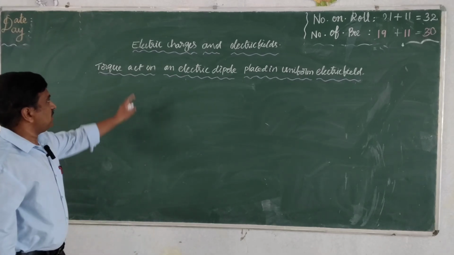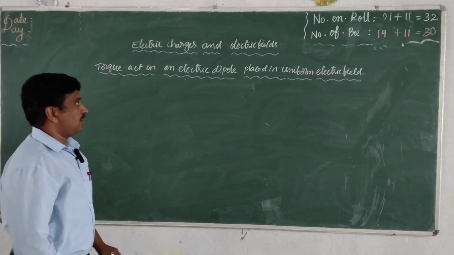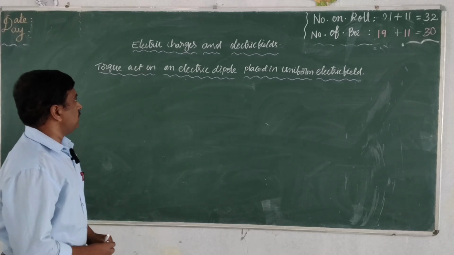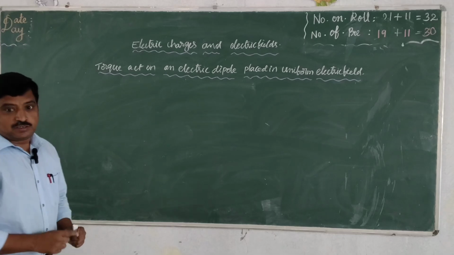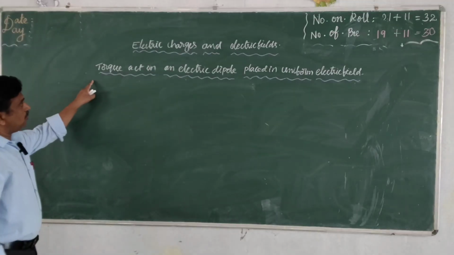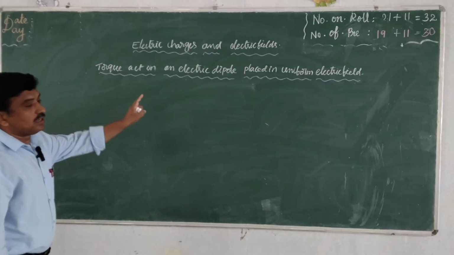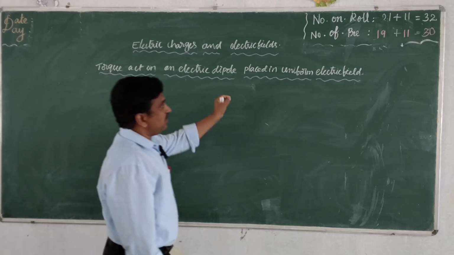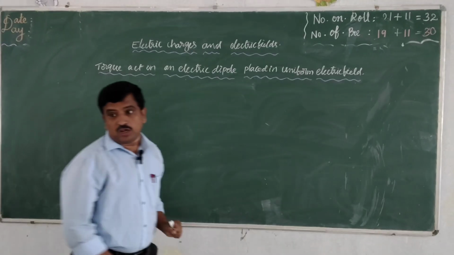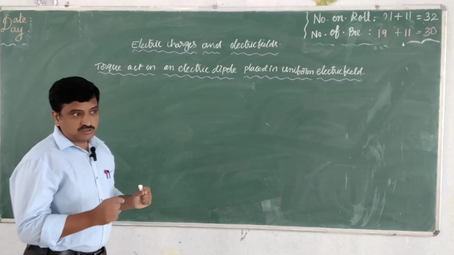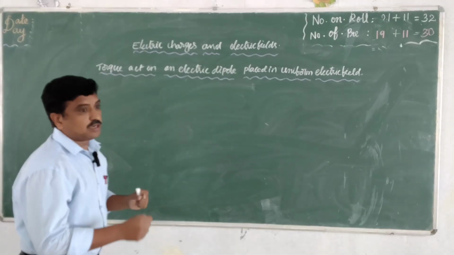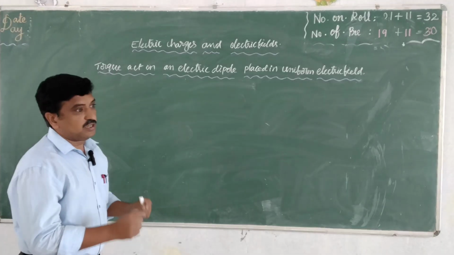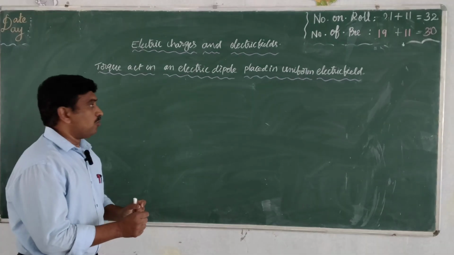Today we discuss electric charges and electric field, 12th standard first lesson. In this tenth video, we see the torque acting on an electric dipole when placed in a uniform electric field. An electric dipole is placed in a uniform electric field. What is the torque acting on the electric dipole? For that we can derive an equation and do related problems.